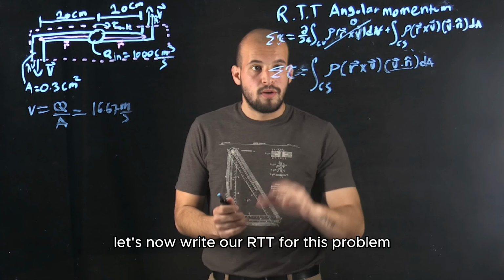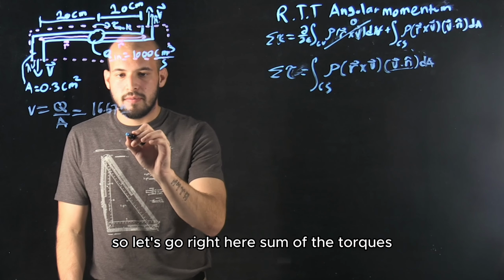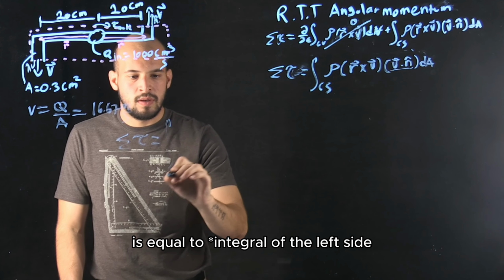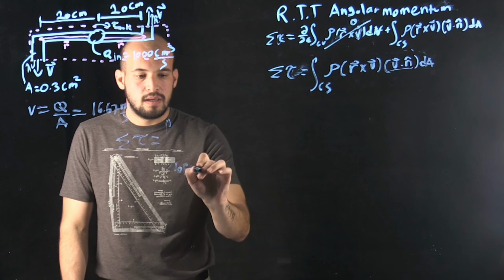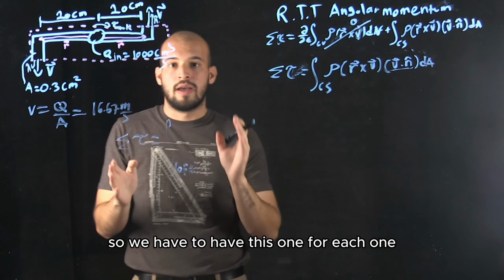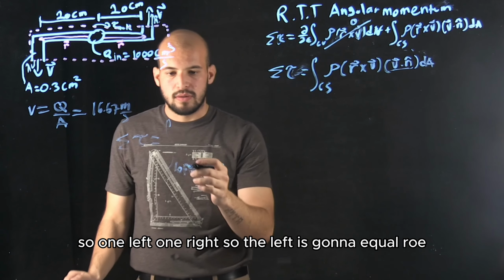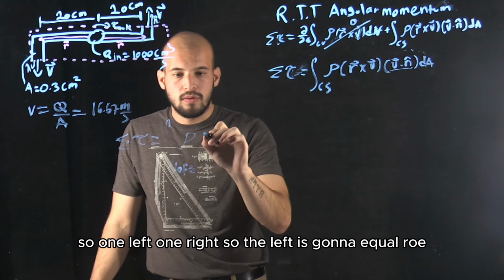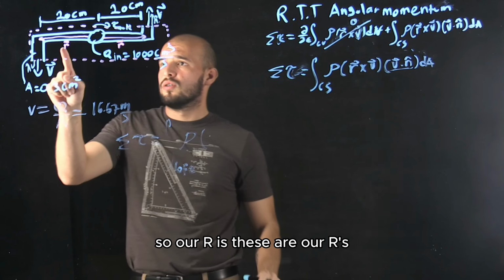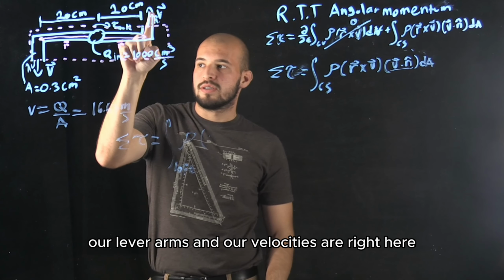All right, let's now write our RTT for this problem. So let's go right here. The sum of the torque is equal to the summation of the left side and the right side, because we have one exit here and one exit there, so we have to have this term for each one. So one left, one right. The left is going to equal rho r cross v. These are our r's, our lever arms, and our velocities are right here.